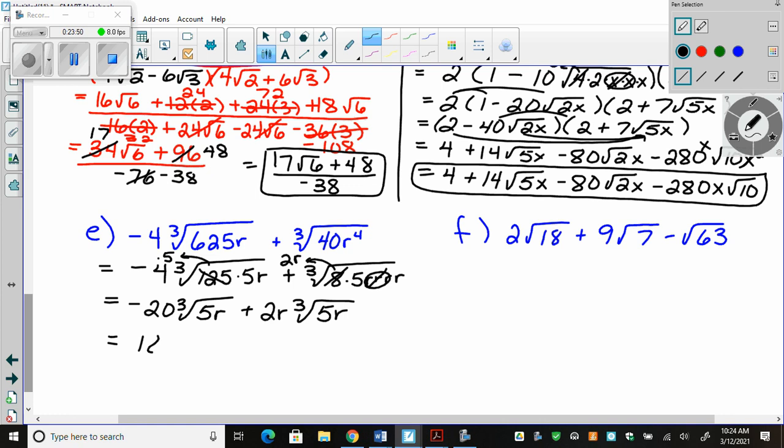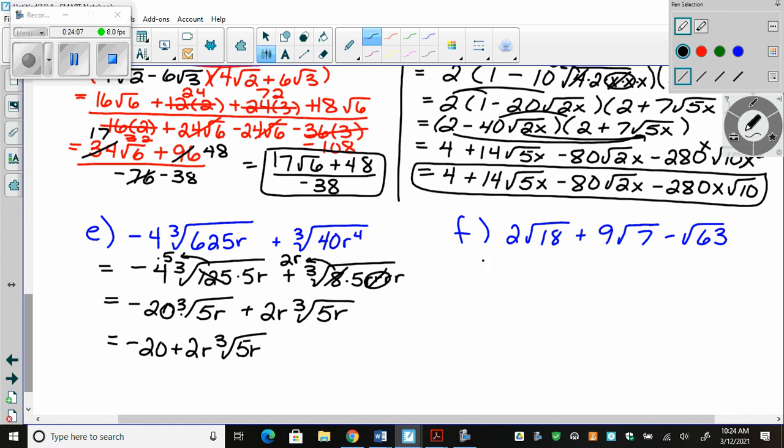That's actually, this one's a little tricky. You can't put these together, they're not like terms. So it's actually going to be negative 20 plus 2r cube root of 5r.